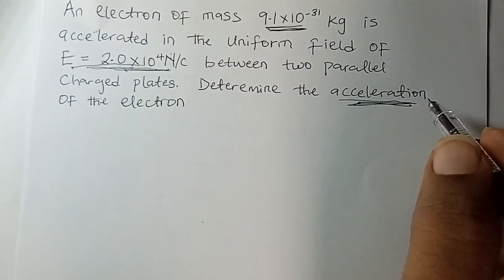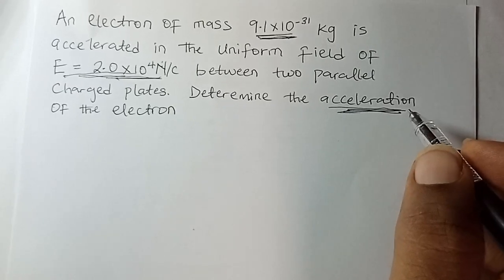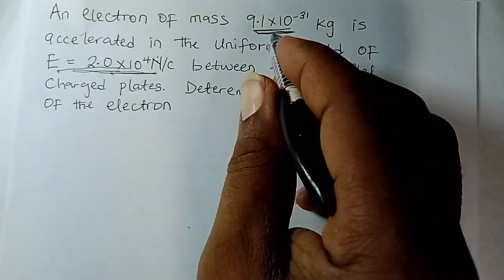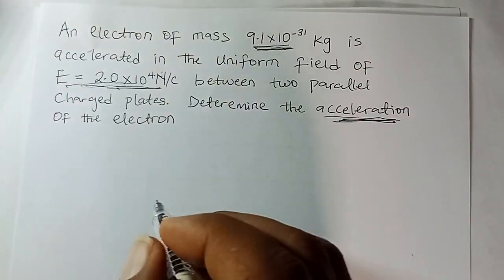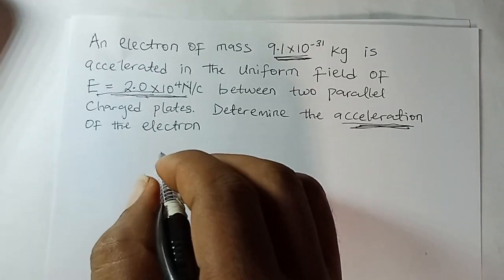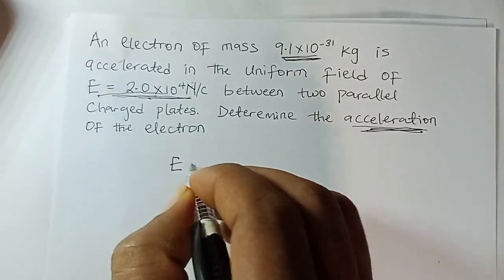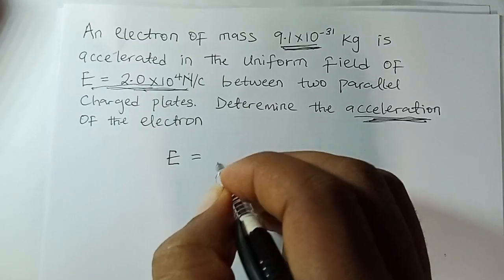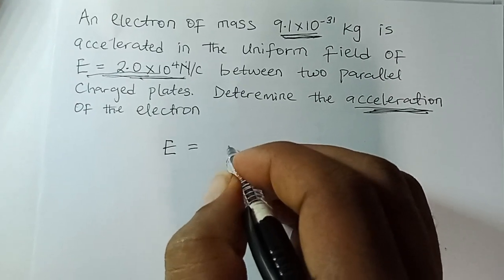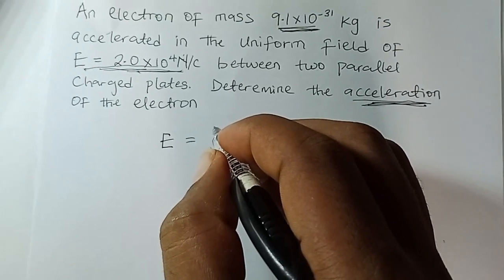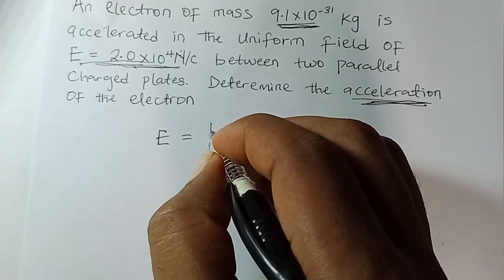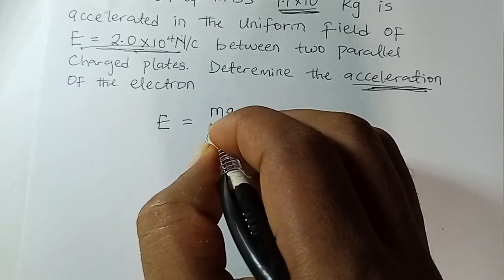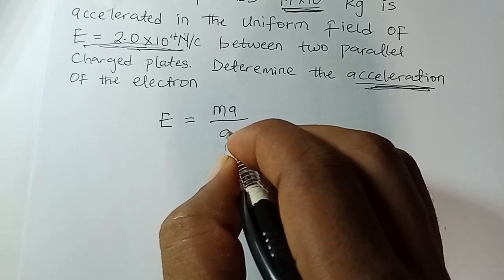So you now think which formula relates mass, electric field, and acceleration. And I believe the only formula is electric field, which equals force over charge, and can also be written as mass times acceleration over charge.